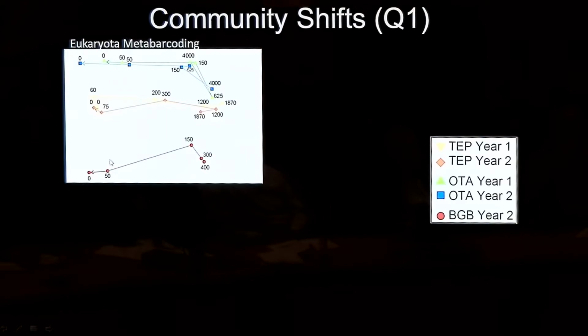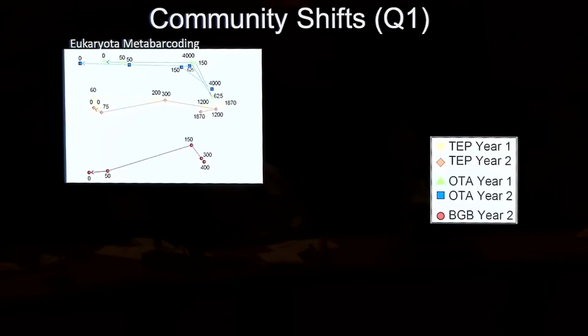Another thing is that you see different colors. The green and the blue represent the low-flow Otanera farm, year 1 and year 2. The yellow and the orange represent the high-flow site, Tepangu, year 1 and year 2. And the red one down there is the Big Glory Bay site. So you see quite a bit of a split between the low-flow sites and high-flow sites. You also see quite a bit of a split with Big Glory Bay. And something I forgot to say is that those numbers represent the distance in meters to the fish cage.